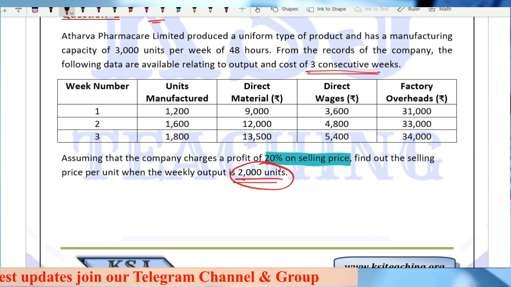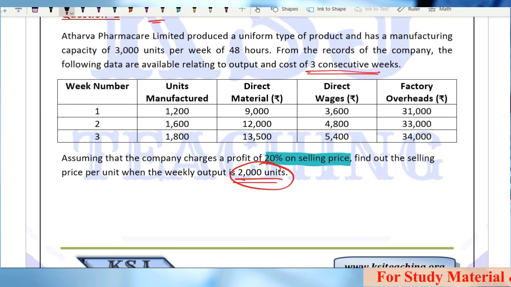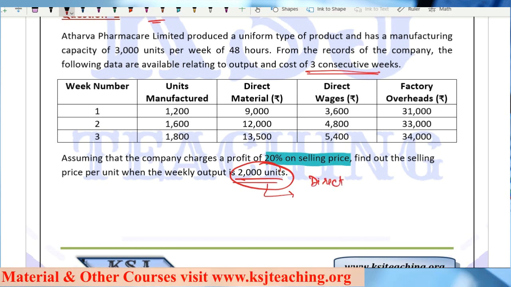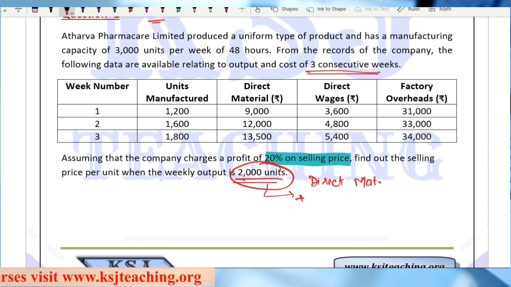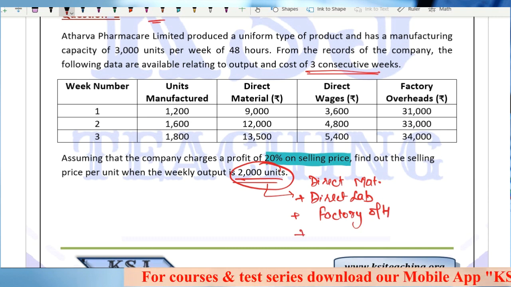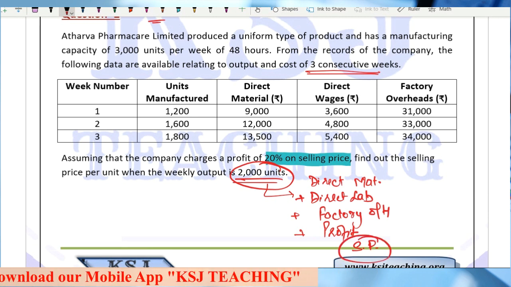So for the selling price, what do you have to take? You have to take direct material also, you have to take direct wages also, you have to take the factory overheads also, isn't it? You will have to take all the 3 things and then add profit to it. That means to find out the selling price at this point, you will say direct material for 2000 units plus direct labor for 2000 units plus factory overheads for 2000 units plus profit, right? That will give you the selling price, isn't it?